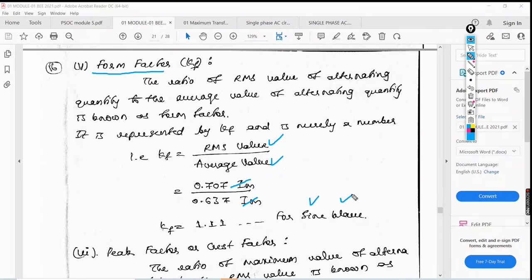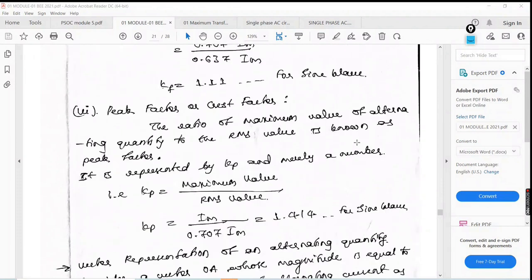If any quantity changes its magnitude as well as direction in the form of a sinusoidal waveform, then its form factor value is 1.11. Got my point? This is the definition of form factor, the ratio of RMS value to that of average value. This is most important from the examination point of view. Many times this question is repeated.